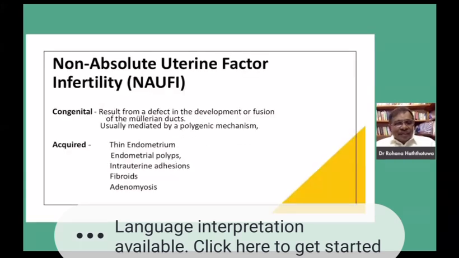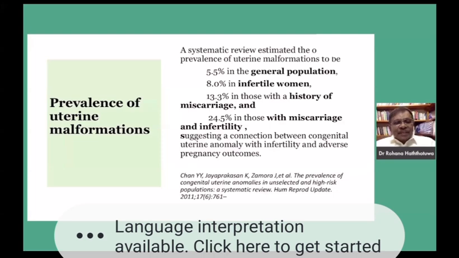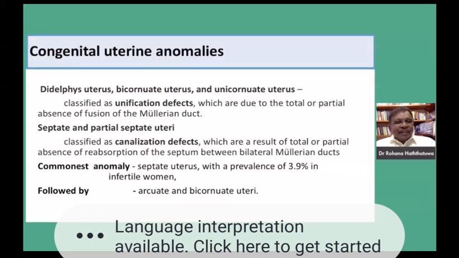When you consider non-absolute uterine factor infertility, there can be congenital causes due to a defect in the development or fusion of the Mullerian ducts, or acquired causes due to thin endometrium, intrauterine adhesions, fibroids, adenomyosis, and so on. The prevalence of uterine malformations is about 5.5% in the general population, and it increases in infertile women and those with miscarriages. Therefore, it suggests there is a connection between congenital abnormalities and infertility.